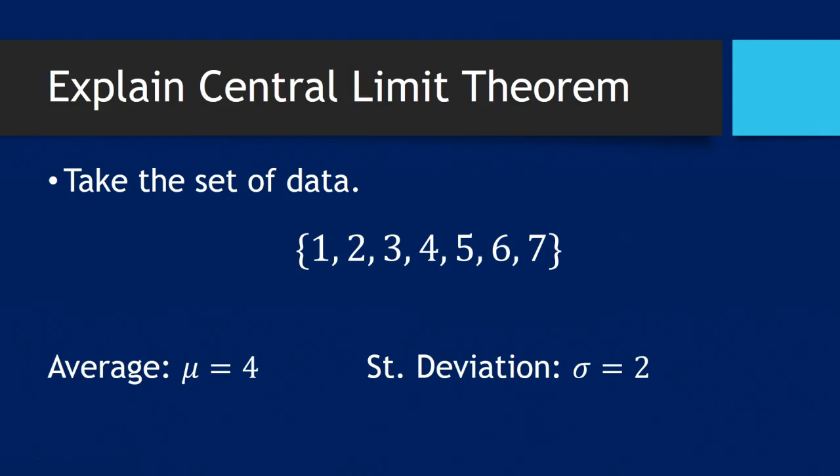Let me explain what the central limit theorem is doing, and then we'll take a look at what kind of calculations and inferences I can make via the central limit theorem. So let's take the set of data, which is just all the numbers 1 through 7. So 1, 2, 3, 4, 5, 6, 7 are in my set. If you do a simple calculation, you'll find that the average is 4 and the standard deviation is 2. In fact, it's 4.00 and 2.00.